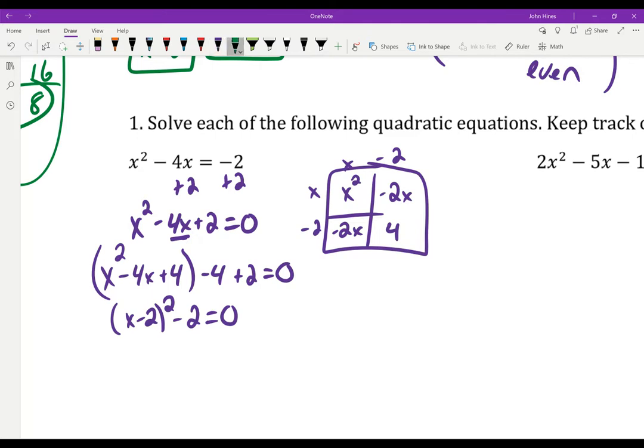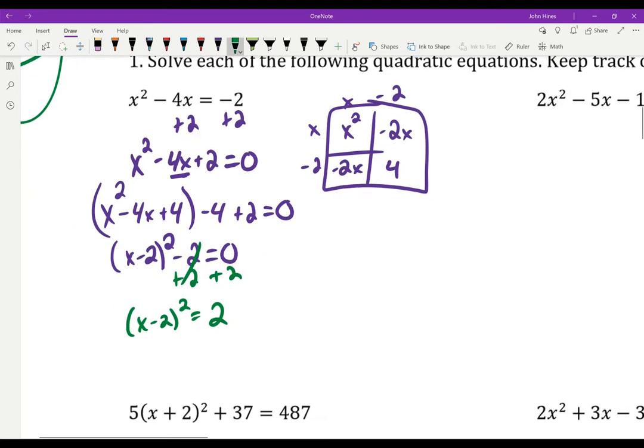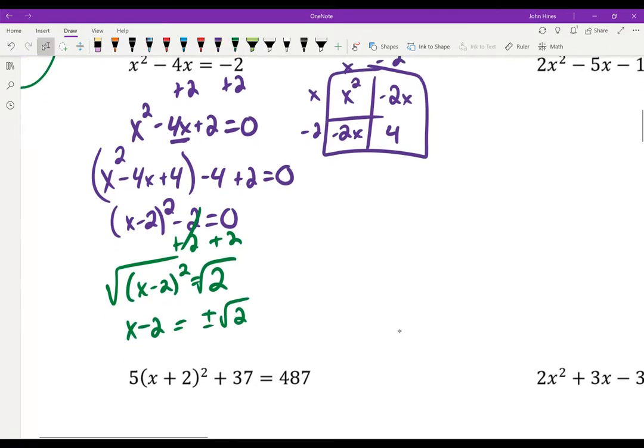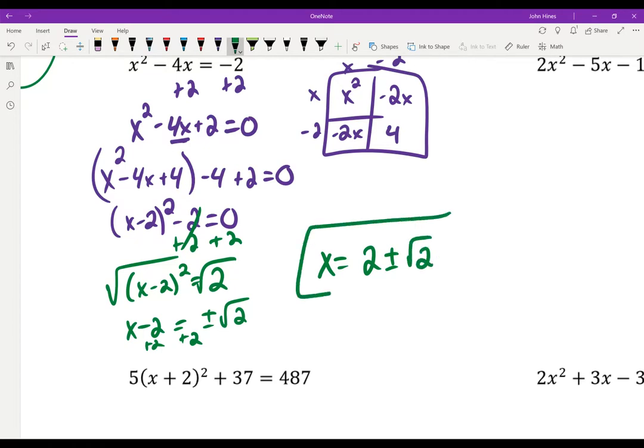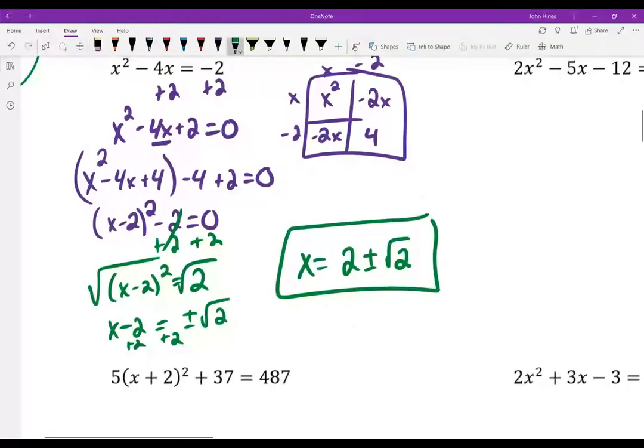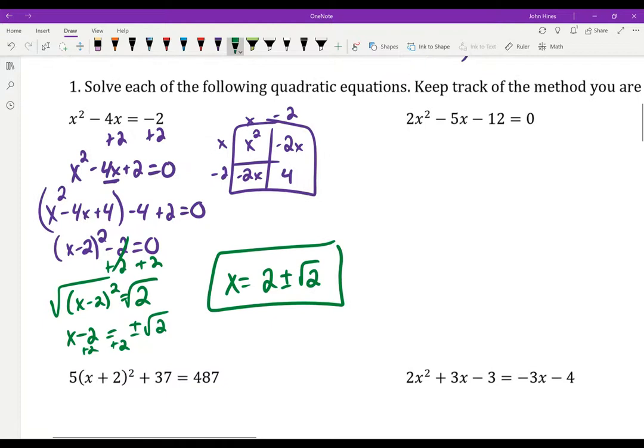I'm done completing the square, so now it's set up for inverse operations. I'm going to add that over. I'm going to take the square root. And remember, when you take the square root, you need to put a plus or minus in front of it. And the final step is to add that 2 over. So my solutions are 2 plus or minus the square root of 2. Those are my two irrational solutions. So they're irrational, so factoring's not possible. You could have used the quadratic formula, but this was a good candidate for completing the square because of that even b value.